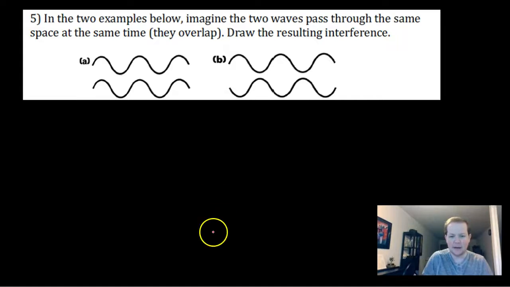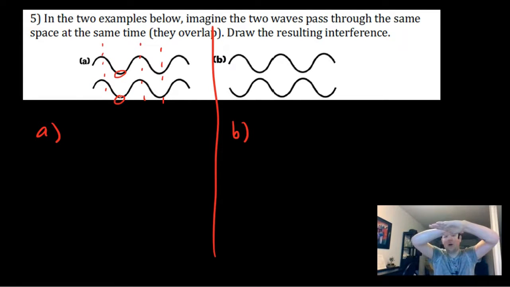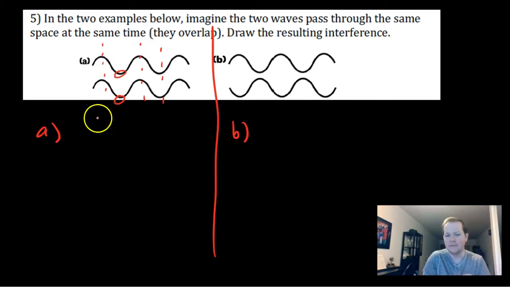So let me get a pen, and I'm gonna go like this, because here's A, here's B. If I put these two waves on top, look what happens if I lay them on top of each other. This crest is on top of this crest. This trough is on top of this trough, right? If I lay them on top, they are on the same side. What happens when I have a crest and a crest? Is that constructive interference or is that destructive? That's constructive. I should have a taller wave.